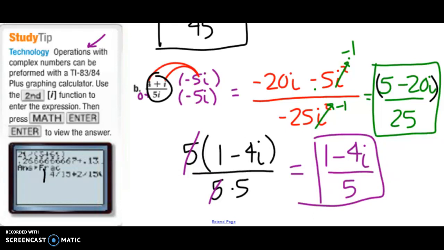Now your answers are going to come out more like this: 4 divided by 15 plus 2 divided by 15 i. The way we would write that would be 4 plus 2i over 15 if we were going to do it like that. But either way is correct.